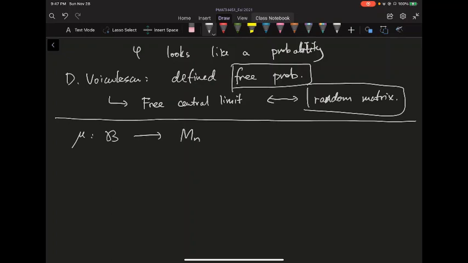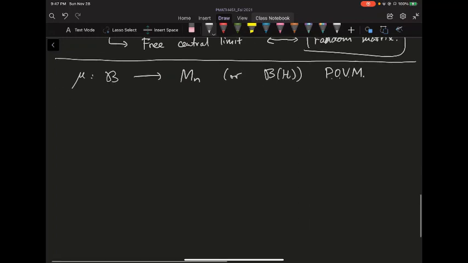Matrix valued, or if you learned functional analysis, you probably know a matrix is just a bounded linear operator on a Hilbert space, where your Hilbert space is finite dimensional. So you can think about a bounded linear operator on a Hilbert space, called B of H. These are called positive operator valued measures, POVM. Why they're interesting is because they are closely related to quantum mechanics. Let me briefly talk about their definition.